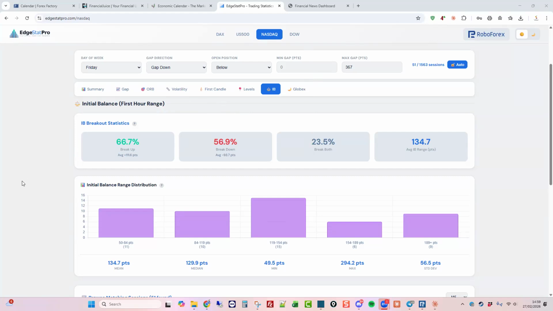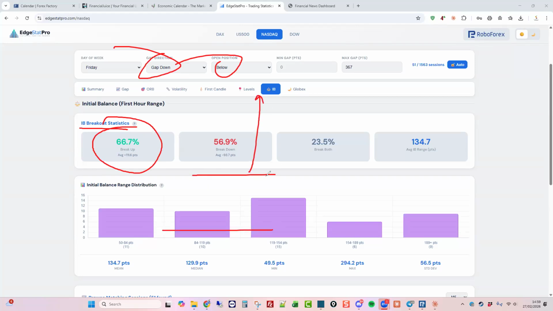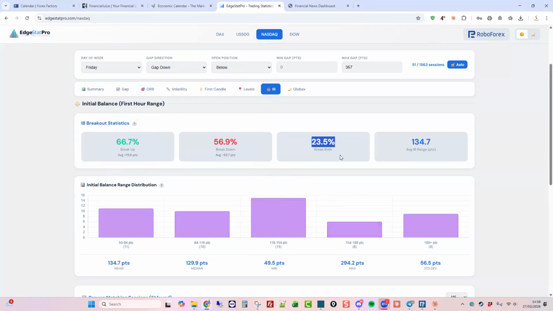What this is doing, and I'm not sure whether this is actually going to be any use, is saying what the breakout statistics are for the initial balance. On days like this, 66% of the time, we break out above the first hour. So it's like a 1-hour ORB, if you like. It doesn't say how often we close above or below the initial balance, so I think I need that data added in here, which would be useful. We haven't got the data for the initial balance yet, but on average, it's somewhere between 120 to 155 in size. This is the interesting statistic, the break both.